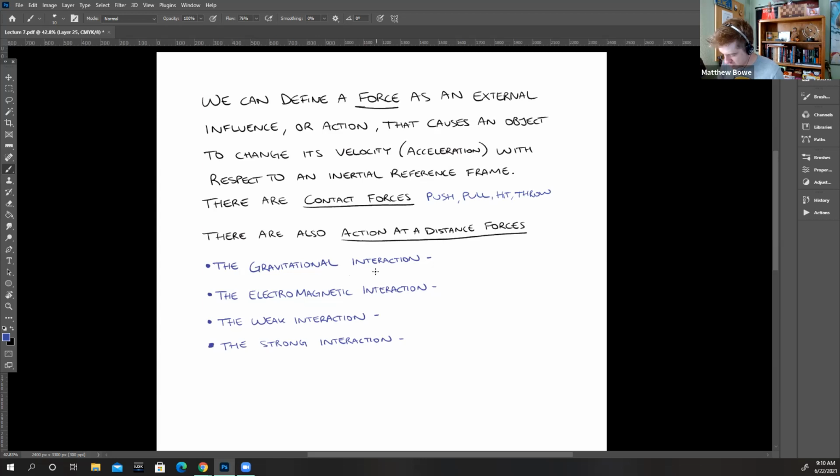So there is the gravitational interaction. I'll just say attraction from mass. I'm just going to very much simplify all of these. You don't have to write all of these down. Say mass. Second one, electromagnetic interaction. That's things of charged nature. I'll just say attraction from charge.